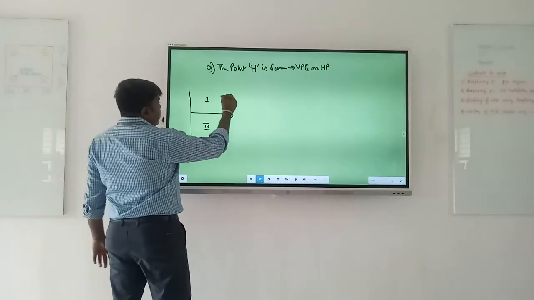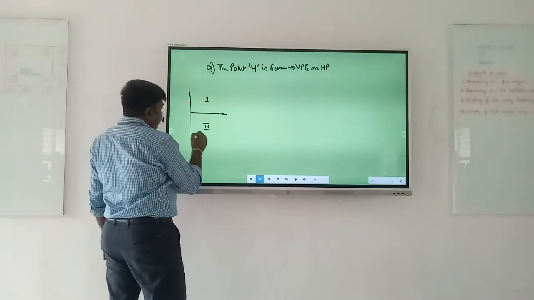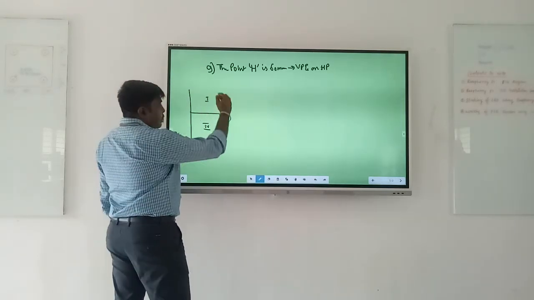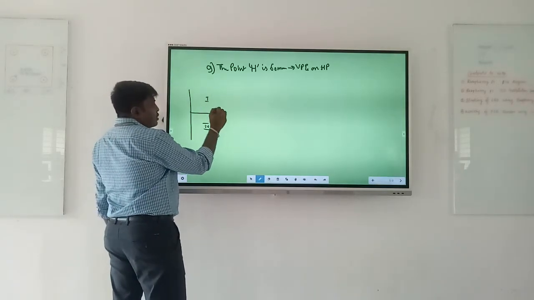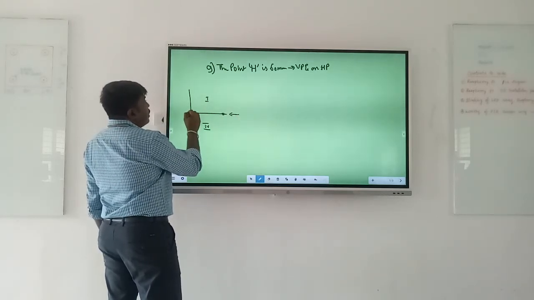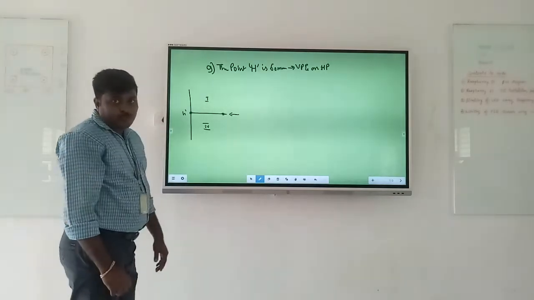Torch light from front. If it is above HP, my front view would have been over here. If it is below HP, my front view would have been here. Whereas now it is neither above nor below. It is on. When I torch light from front, I will get it on the origin. And since this is a vertical plane point, this should be named with the dash.